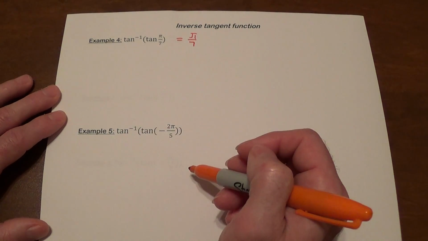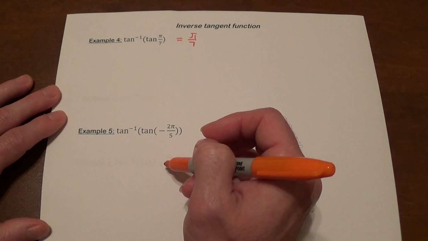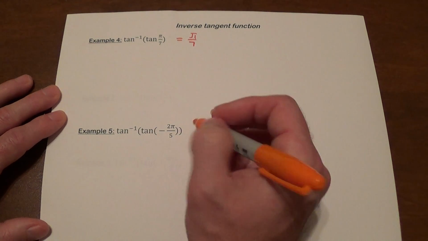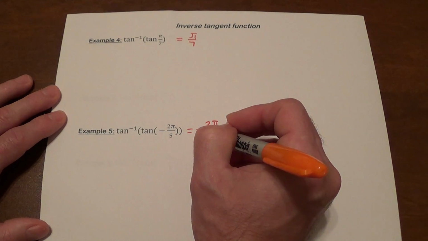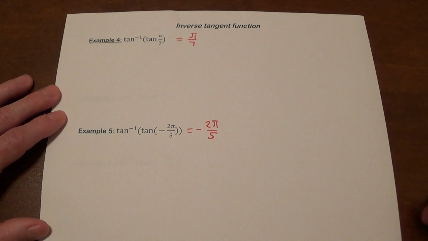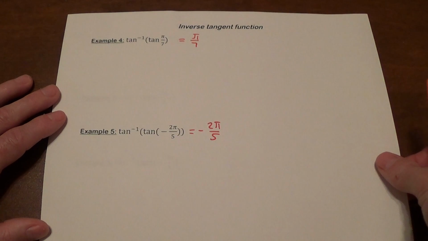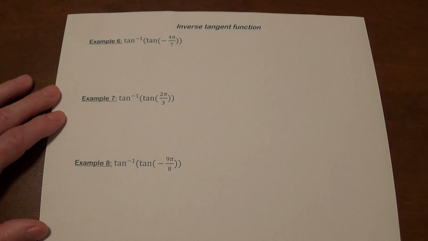Arctangent of tangent of negative 2 pi over 5. Well, is negative 2 pi over 5 going to work for us? Is it between negative pi over 2 and pi over 2? And the answer is yes. So this angle here is going to be the answer. Sometimes students start thinking at this point, well, it's pretty easy, just cancel one thing with the other and you get the angle that you had there. And it's not always that simple.